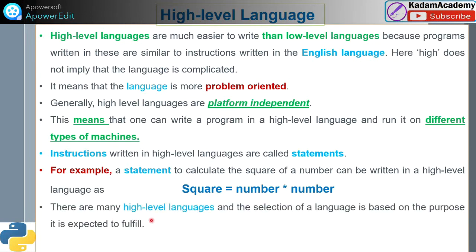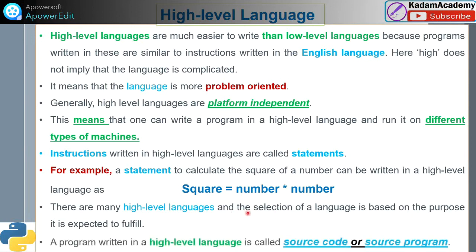So there are many high level languages. The selection of language is based on the purpose it is expected to fulfill. A program written in a high level language is called source code or source program.